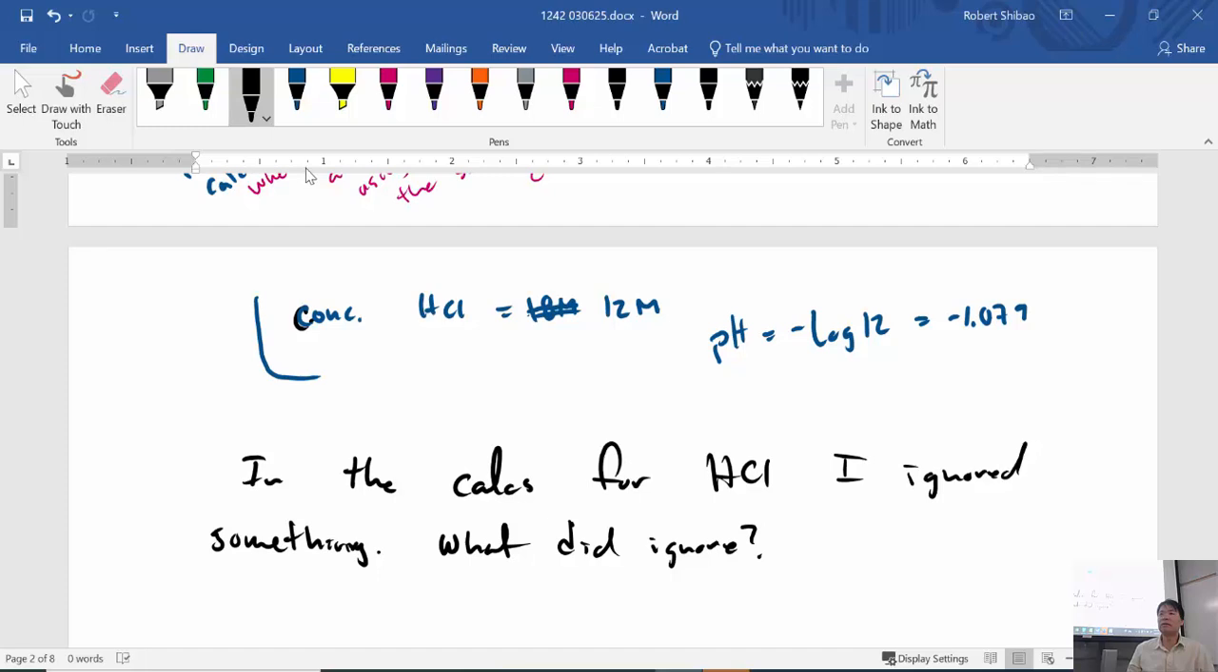The Kb value is what we call very small. If the Ka value of the acid is very large, the Kb value is very small, which means it's negligible, ignorable. But I ignored something else, something not related to HCl.